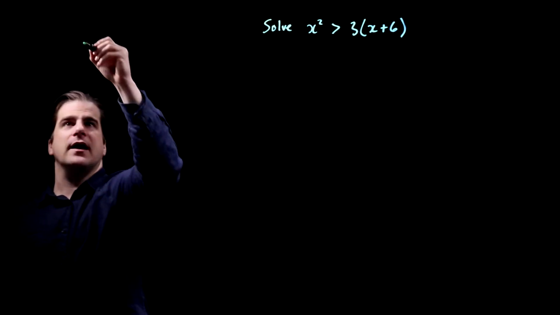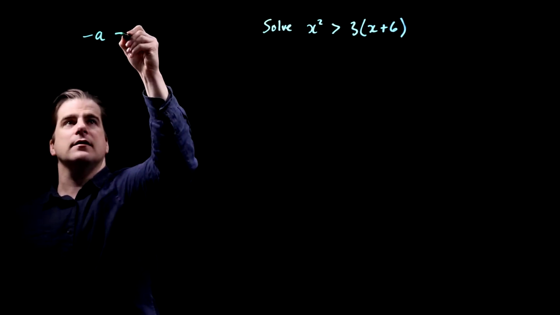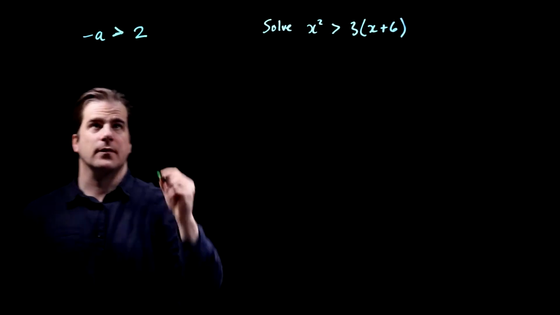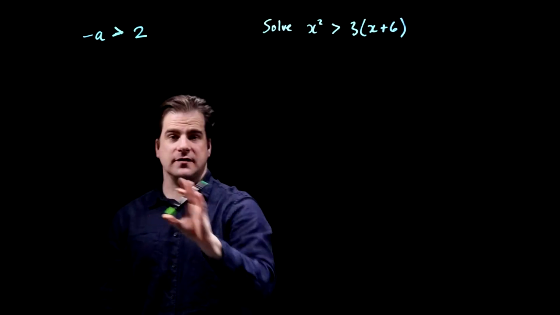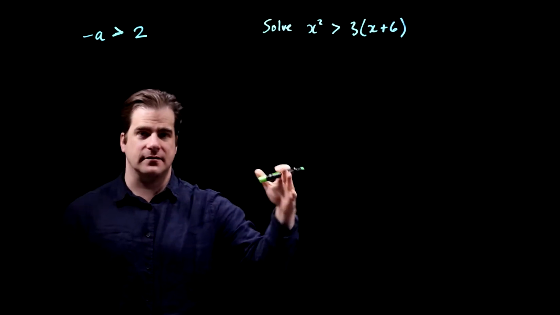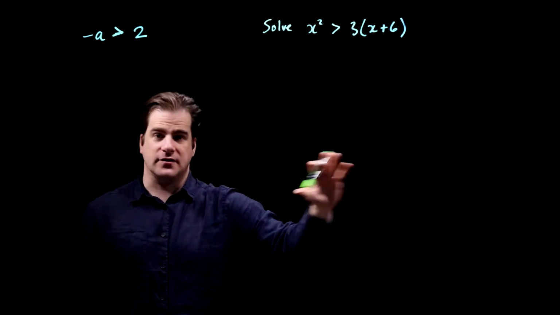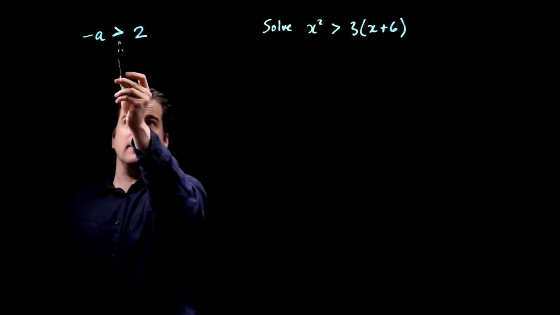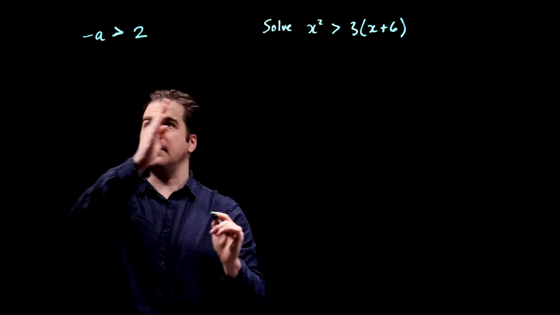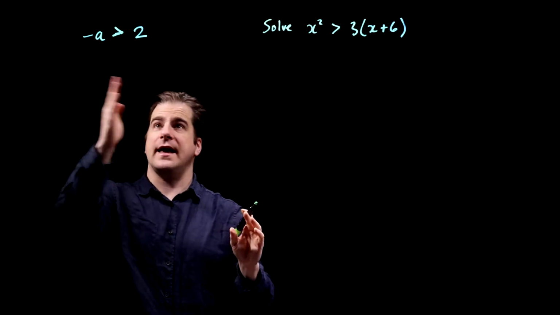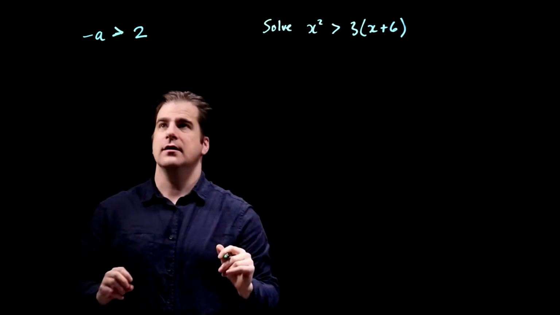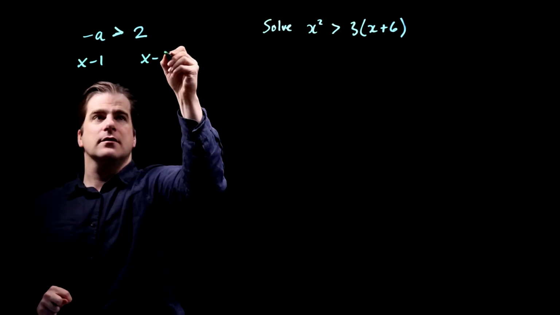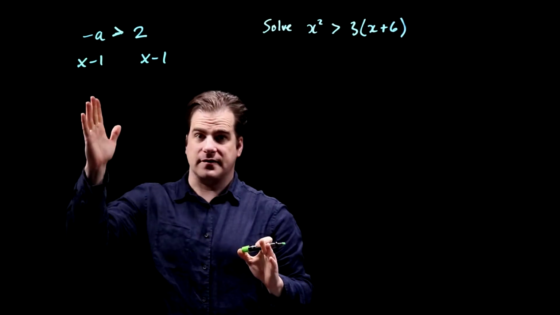Imagine we had something like -a is greater than 2, okay? We want to solve this, we want to get a is something greater than, less than, whatever, something. So we've got to get a by itself. If that were an equals sign, simple, right? We just multiply both sides by -1 and we get a equals -2. Now we're still going to multiply both sides by -1 to get a by itself. We want plus a, not minus a.